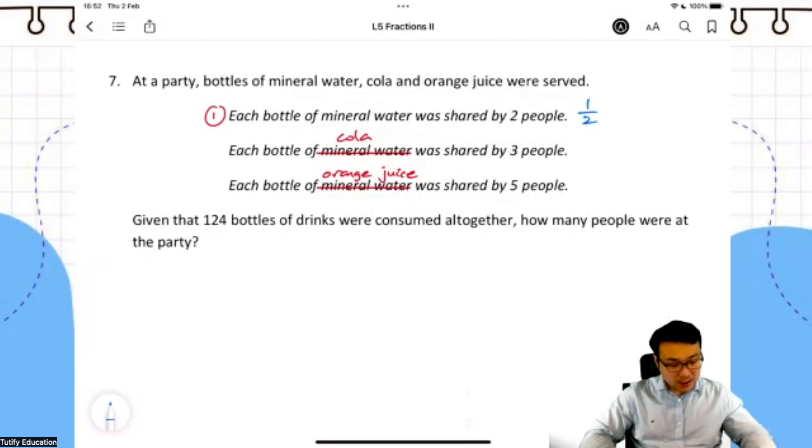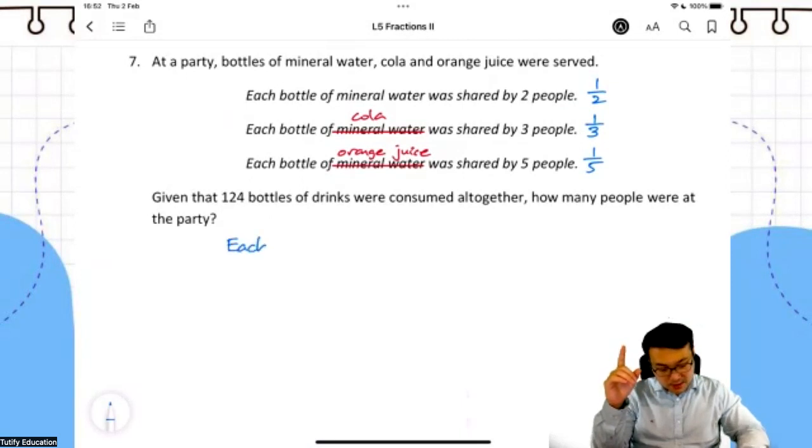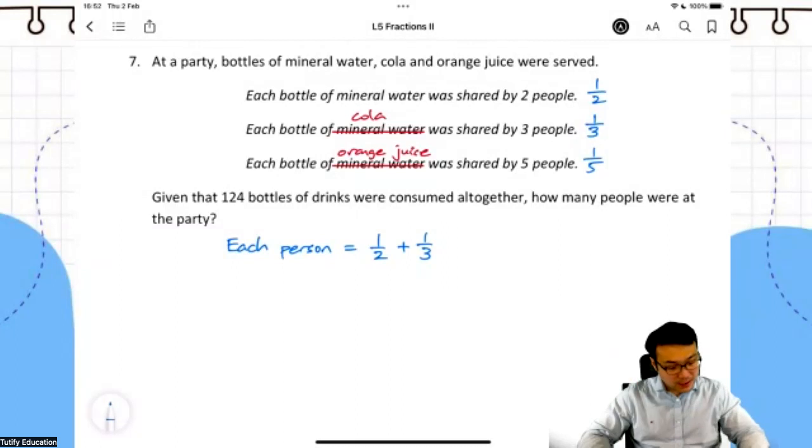What about for the cola? 1/3. Yes, each of them will drink 1/3 of the bottle. What about the orange juice? 1/5. Yes, you are correct. So can you imagine if I'm one person? I'm drinking half of the mineral water, 1/3 of a cola, and 1/5 of an orange juice.